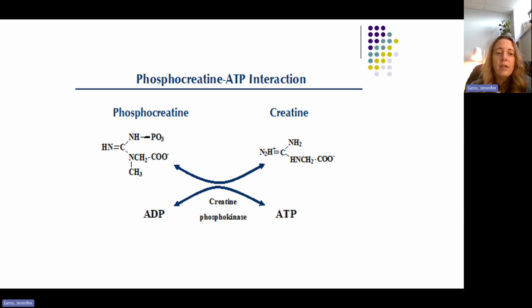So this slide is just showing phosphocreatine. It's going to give that ADP a phosphate group to end up generating creatine as well as ATP. And as you can see, this substance has nitrogen in it. So this would be part of our nitrogenous waste that we would need to get rid of in our body.